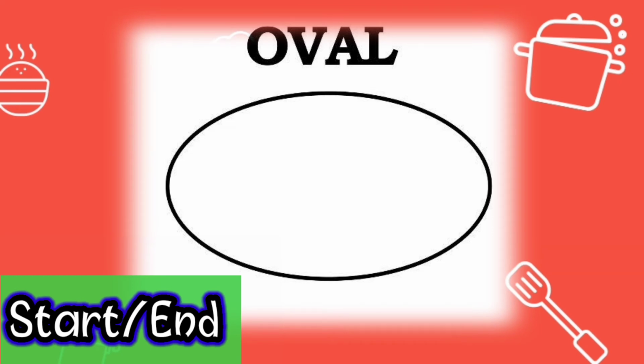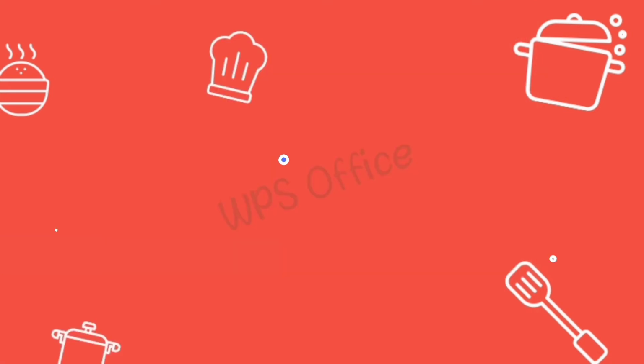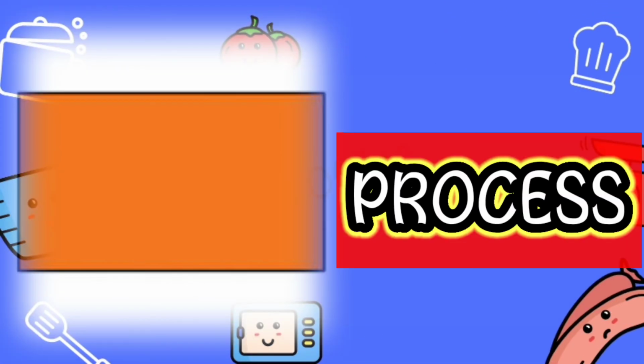The first shape we have is the oval shape. The oval shape can be used to start a flow chart or to end a flow chart. It determines the beginning or the end of a program in a diagram. It is usually used at the beginning or at the ending of a program.